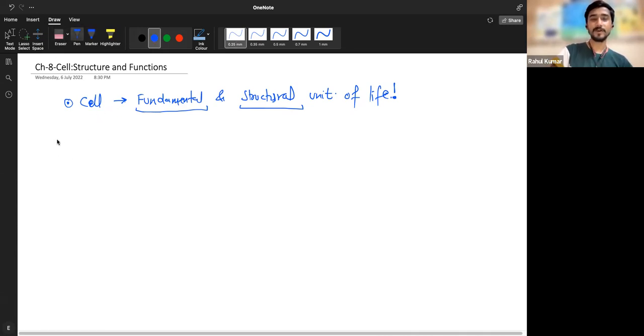The smallest is called PPLO. These are the smallest living systems on the planet. They are the smallest living cells. But again, they are cells. They are single cells. The difference between a bacteria and a human is that bacteria is one single cell. Human is a group of multiple cells living together as one organism.